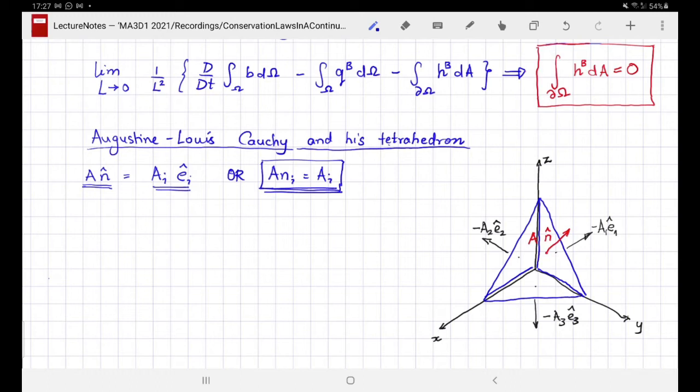The tetrahedron has one inclined face of area A with unit normal n hat, which is shown in red right here. The other faces of the tetrahedron are constructed by projecting this inclined face on the coordinate planes. Therefore, the sizes of these triangular faces can be related to the size and orientation of the inclined face by this relation, which is a vector relation of areas. Here i is a dummy repeated index, so it is summed over, or in component form or index notation you can write A n_i equals A_i, where A_i is the area of the ith face.